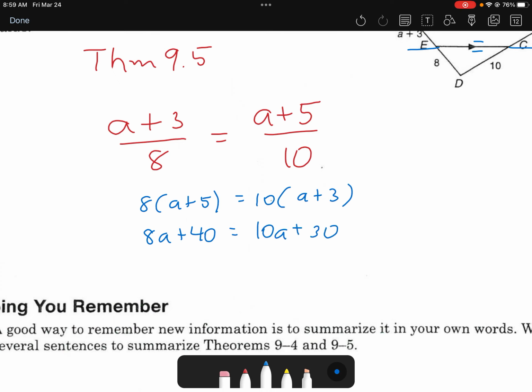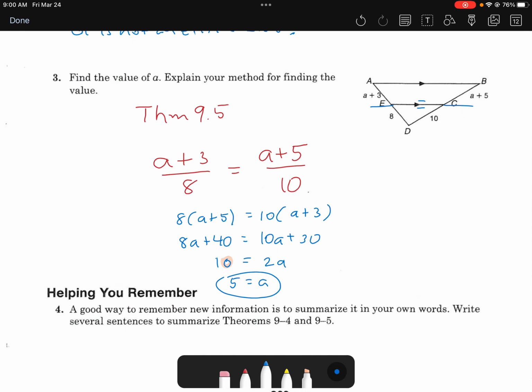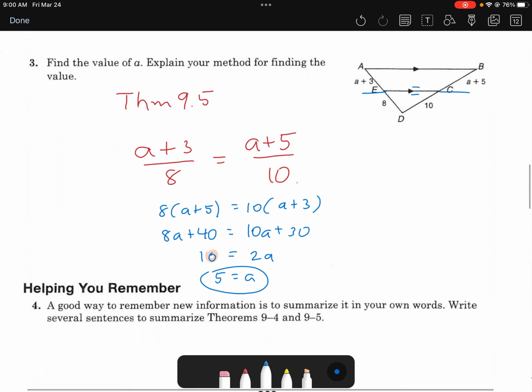And then we're going to subtract 8A from both sides. And we'll subtract 30 from both sides. So A is just 5. And notice how they wanted you to find A. So we're good.